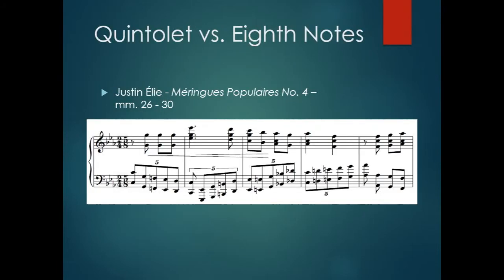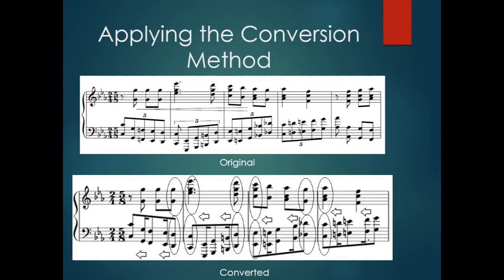Looking at another excerpt from Justin Ellie, Meringue Populaire number 4 in C minor. Just looking at this passage, we have a similar interaction of duple versus 5-beat syncopated rhythm. Now we apply the conversion method. It converts in synkio, and I've circled the common tercio rhythms, and then relax the syncopation of the 2nd and 4th notes. So we have questionable alignments of that final note again when we have triple versus duple.